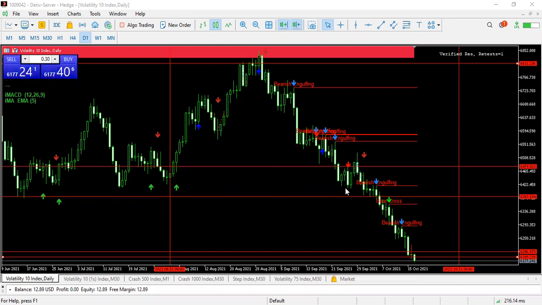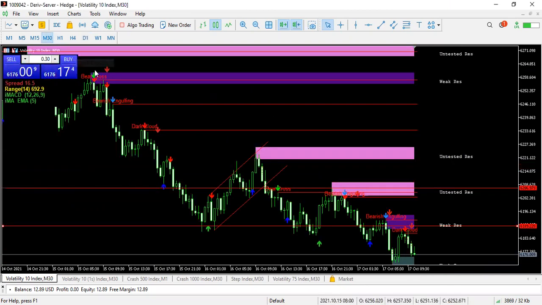So this is how I make the profits. This is volatility, for those of you trading volatility, this is V10. That is where I trade my markets. Don't trade currency pairs. So here is the one, the M30.